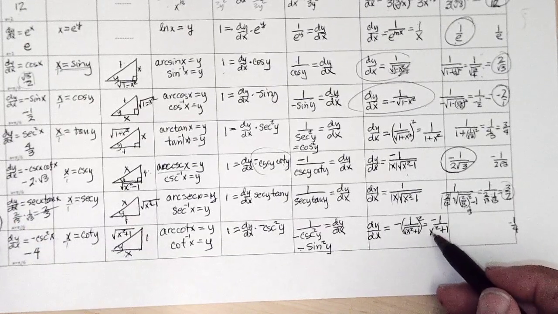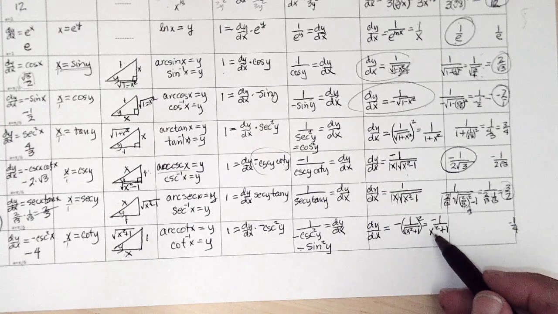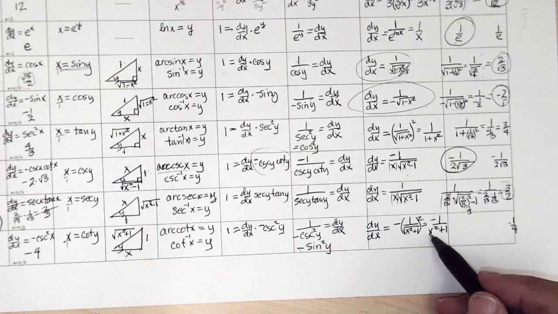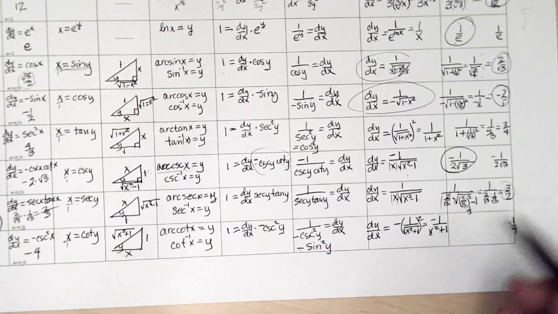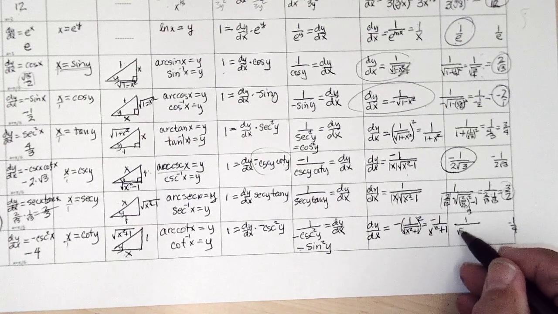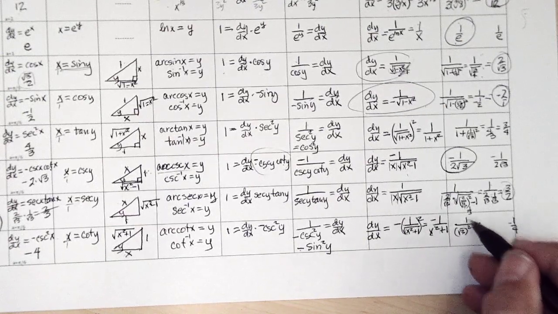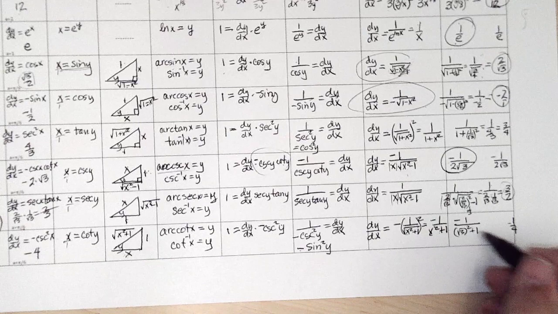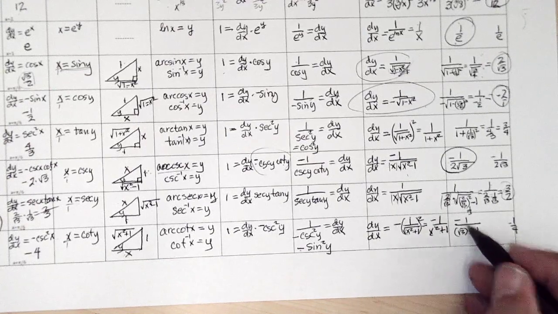So if I put in my x, square root of 3, square it, I get 3 plus 1 is 4. I get negative 1/4.